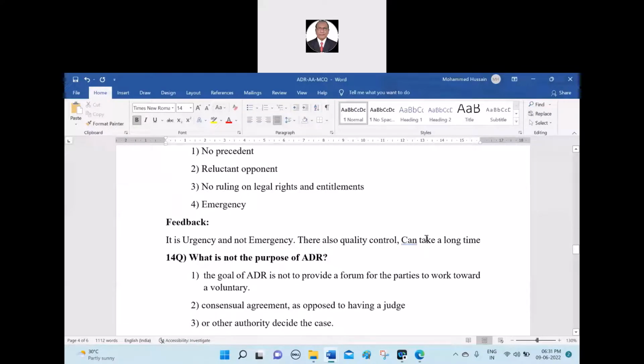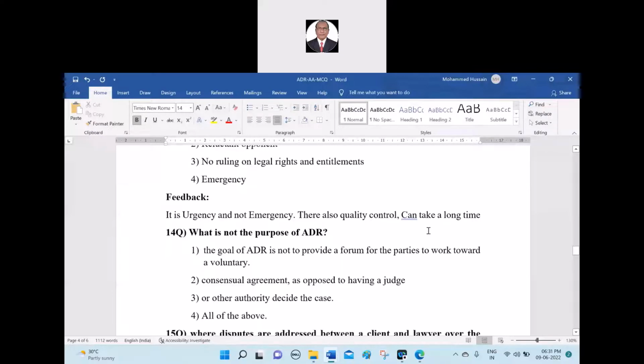Yes. 14th question. Can anyone unmute and read? 14th question. Unmute and read the 14th question. What is not the purpose of ADR? Option 1, the goal of ADR. Speak loudly. Keep your microphone or the electronic gadget very near to your mouth. Sir, 14th question, what is not the purpose of ADR?